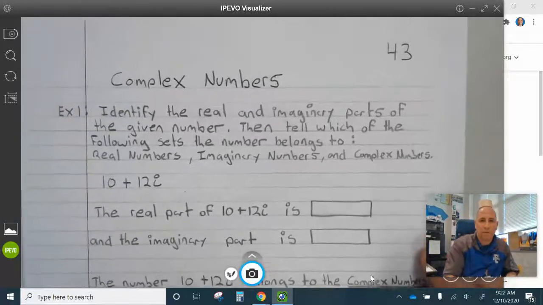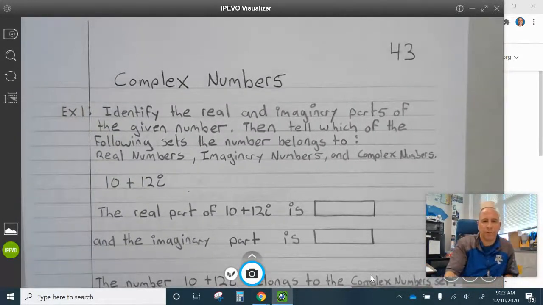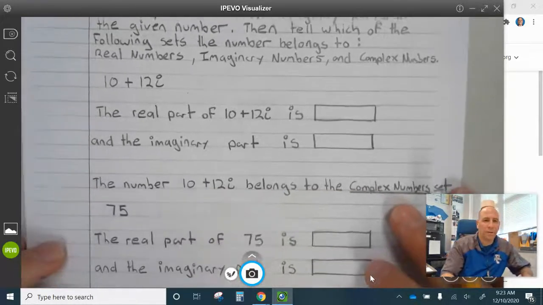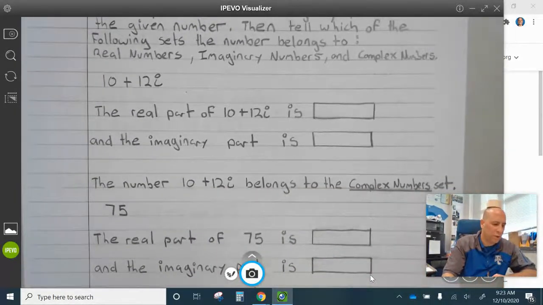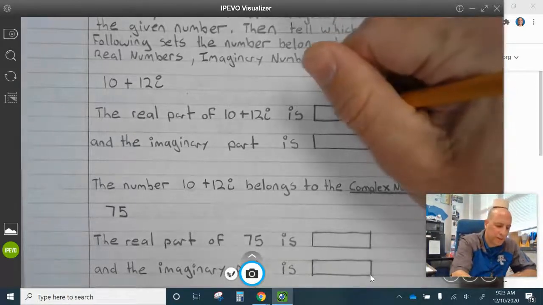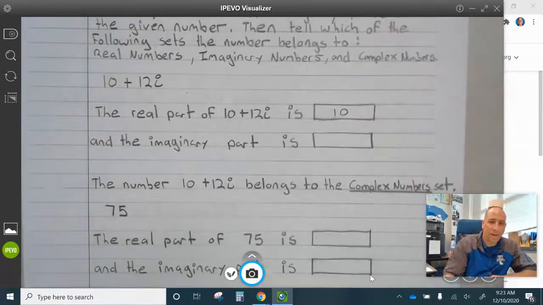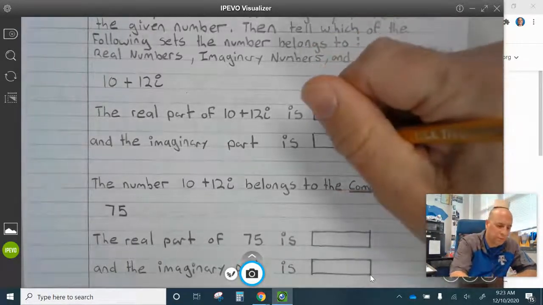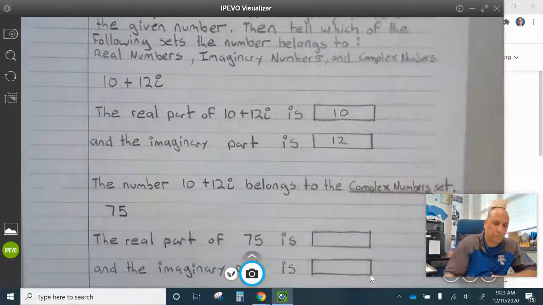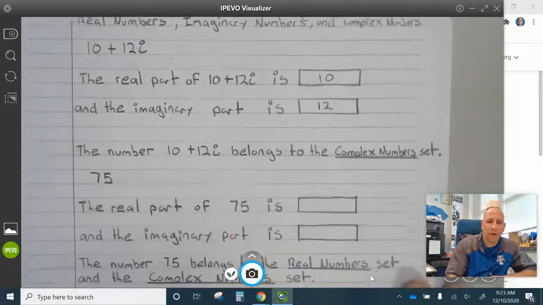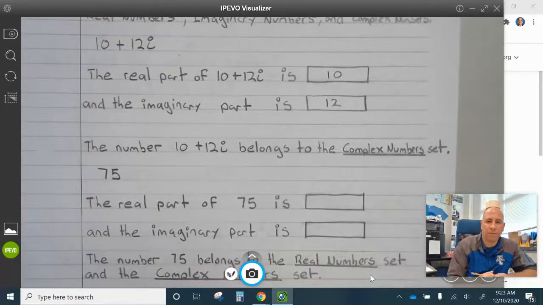All right. Example 1. Identify the real and imaginary parts of the given number. Then tell which of the following sets the number belongs to: real numbers, imaginary numbers, and complex numbers. Okay, so let's take a look at 10 plus 12i. The real part of 10 plus 12i is 10, and the imaginary part is 12. The number 10 plus 12i belongs to the complex numbers set.